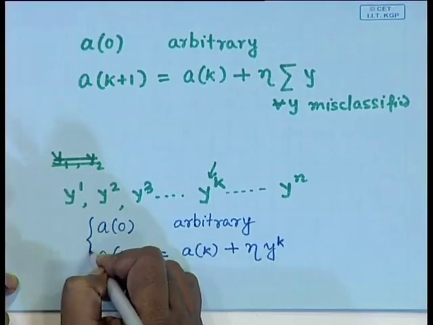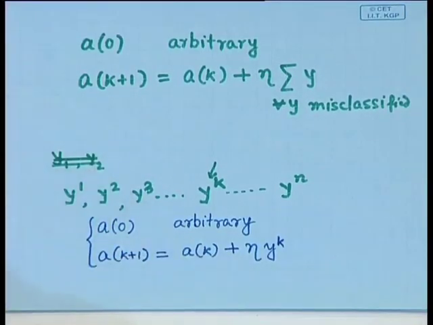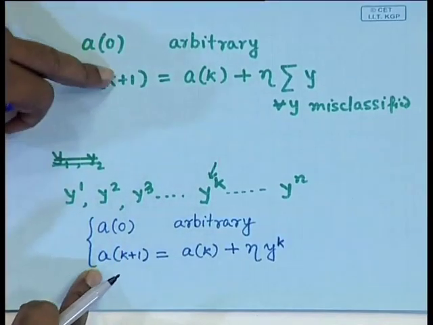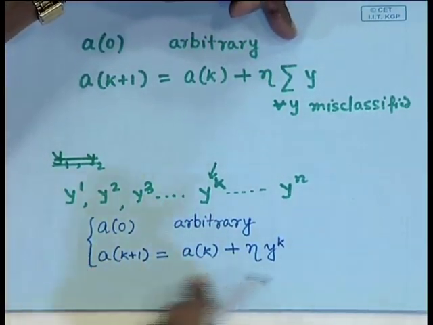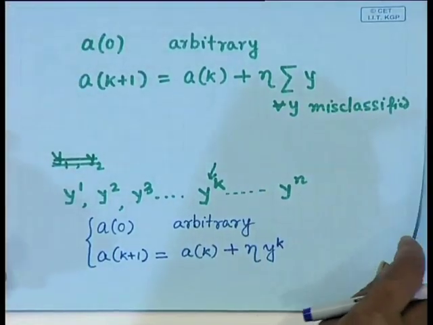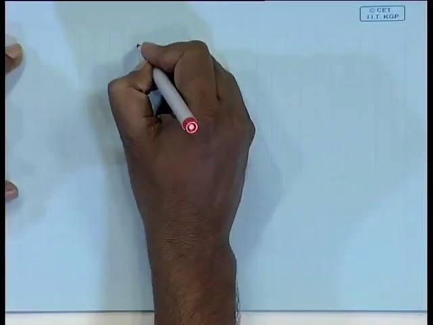Okay. Now, let us see whether this ensures that the algorithm will really converge. That we will try to demonstrate with the help of this sequential algorithm. I will get the same result whether I consider all the samples together or sample by sample. So, to demonstrate that, let us consider a case in 2 dimensions, because that is the one I can plot on the paper.